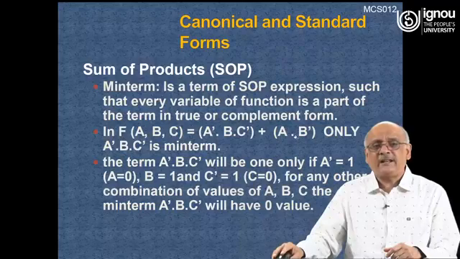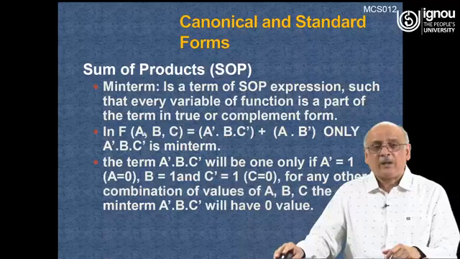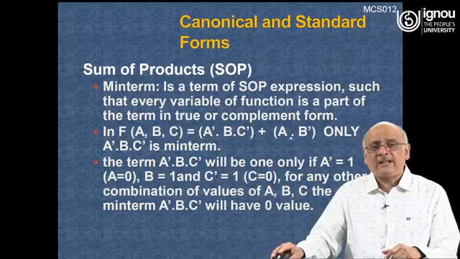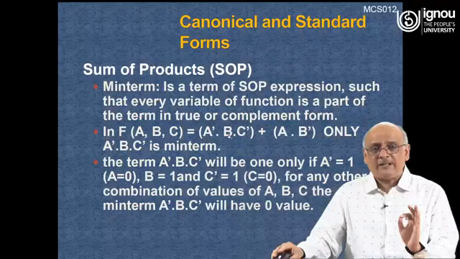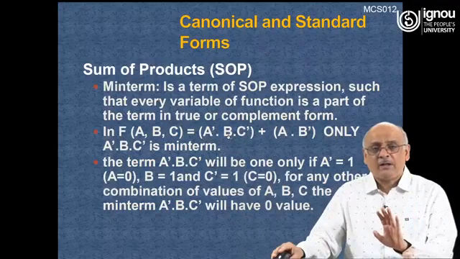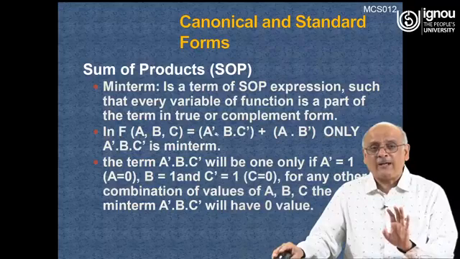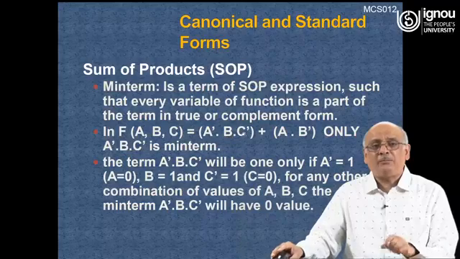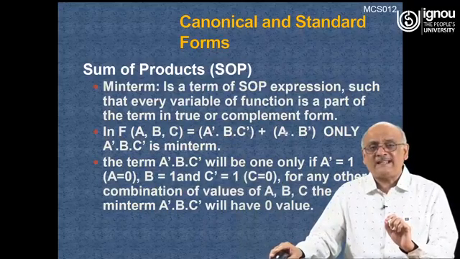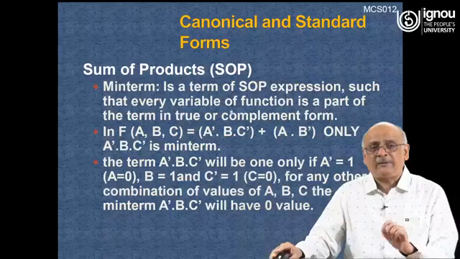And in this particular case, a dot b dash. Now how many variables does this function have? A, b and c. This is the total expression, and in that expression we have this as a term. If in this particular term A, B and C all appear, either in normal form, B is normal, or in inverted form like A dash, then this becomes the min term, whereas this is not, because C is not appearing. So this is how we define the min term.